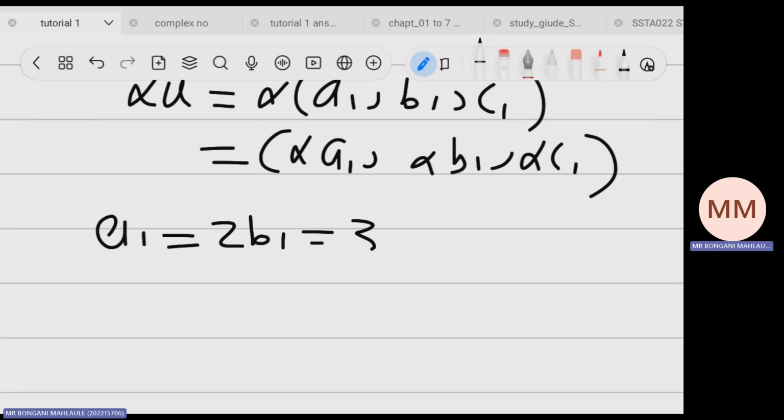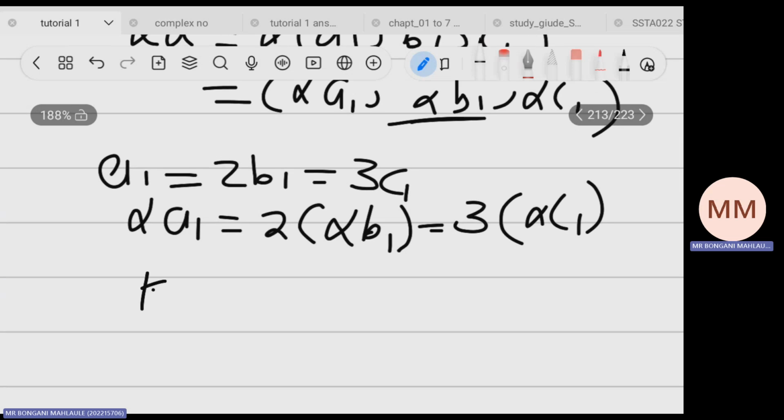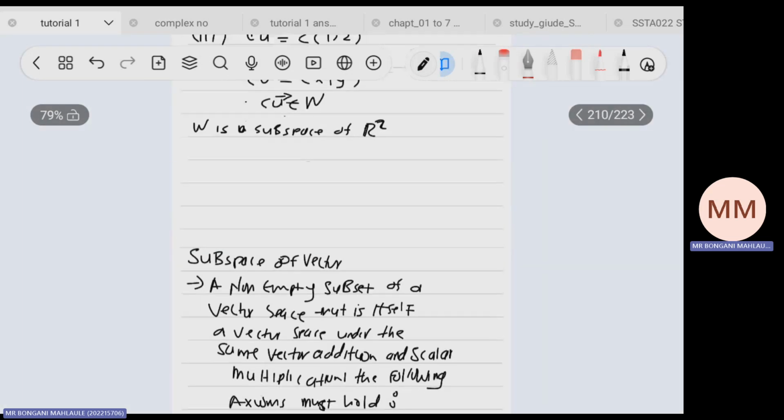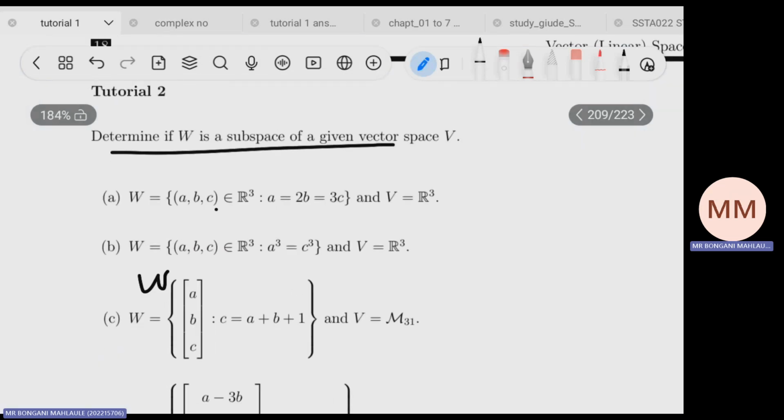Since our condition states this, multiplying by alpha gives us alpha A1, 2 alpha B1, and also gives us 3 alpha C1. So we can say alpha U is an element of the subset W. So that's how you'll do number 1. Letter B.